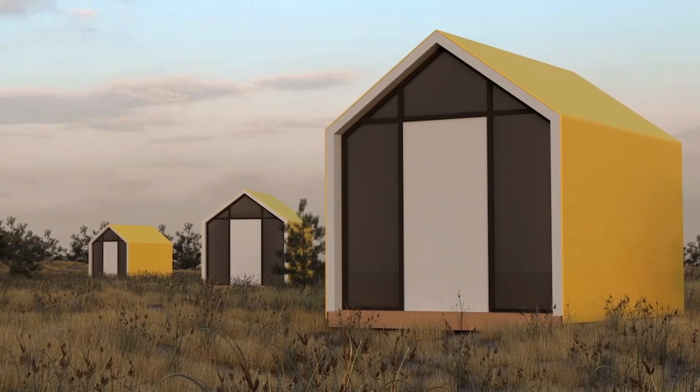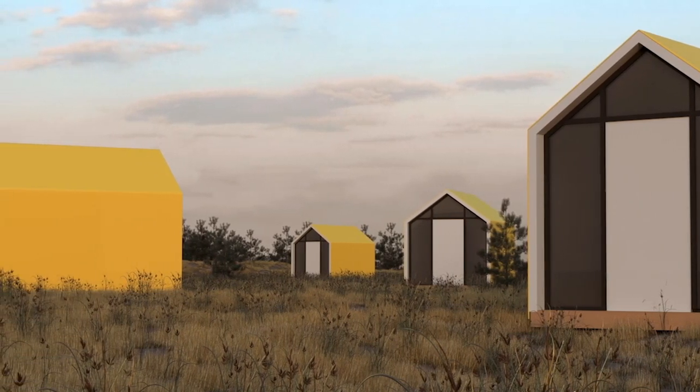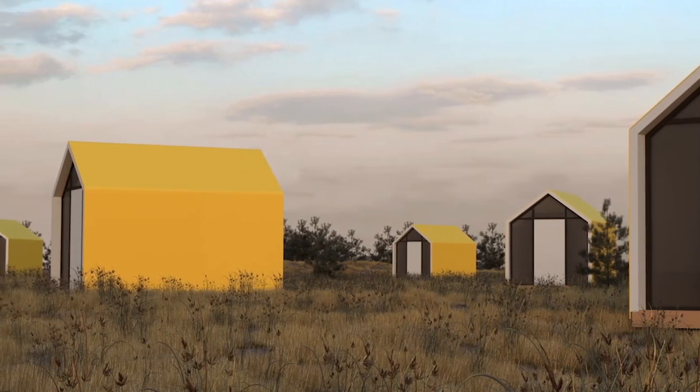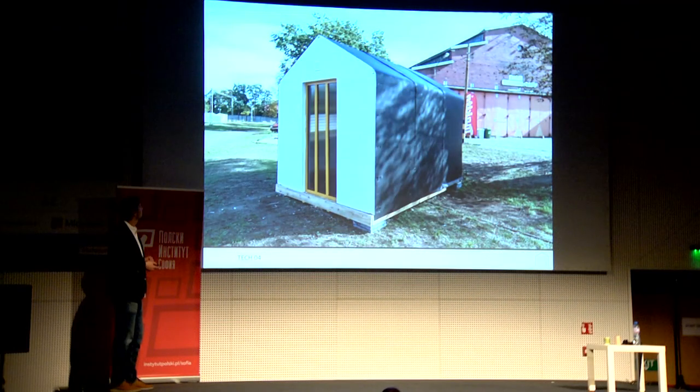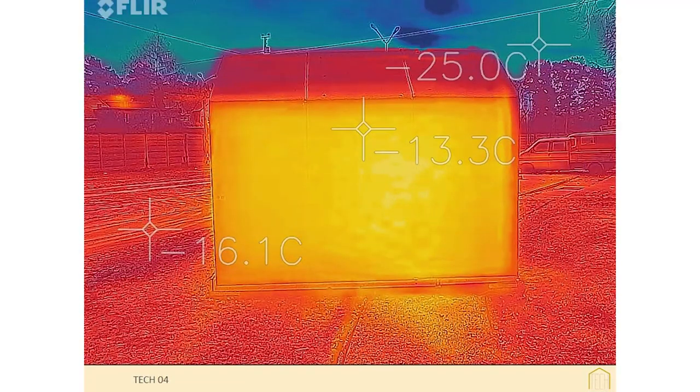So this is how we imagine that it could look as a little village of those little temporary houses. Then we did some deeper research about the thermal insulation of the walls, because we didn't know if this connection would cause thermal leakage. So we took the thermal camera and it appeared that it worked well. You can see it was quite cold, minus 25, minus 16, and no thermal leakage inside.